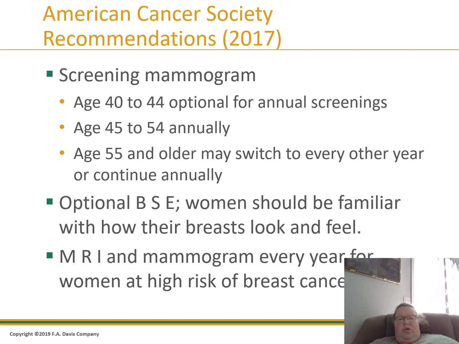Optional is your BSE, so women should be familiar with how their breasts look and feel. And the MRI and mammogram every year for women at high risk. So if you've had a close family member pass away from breast cancer, you likely want to do that more often.